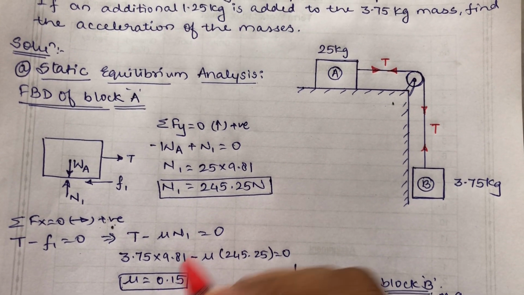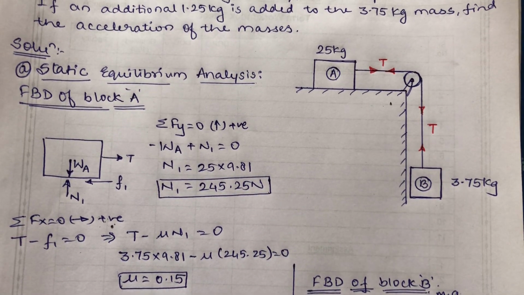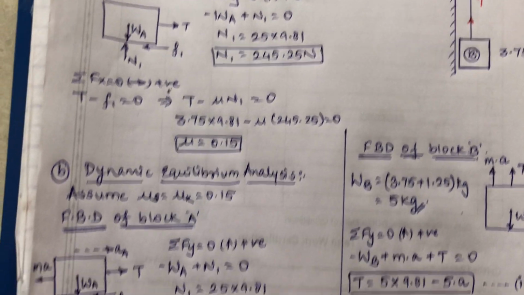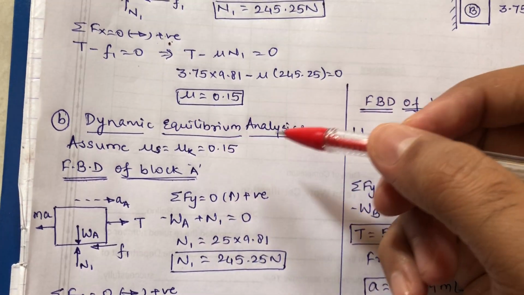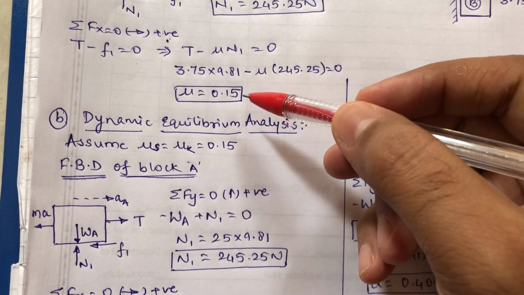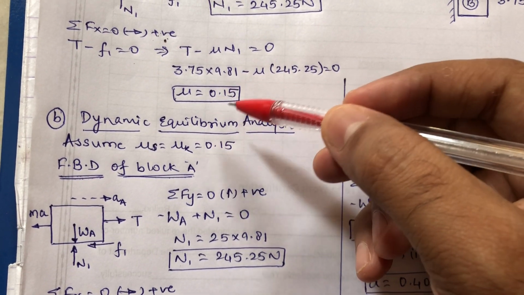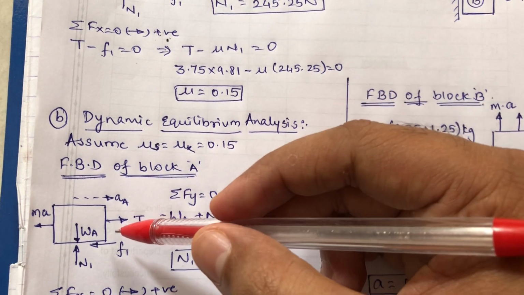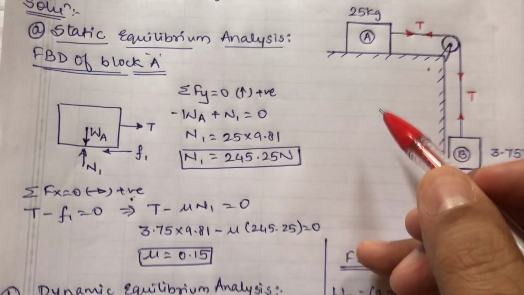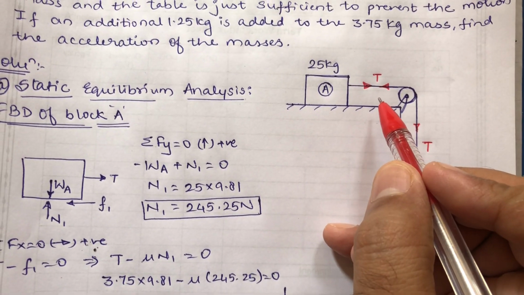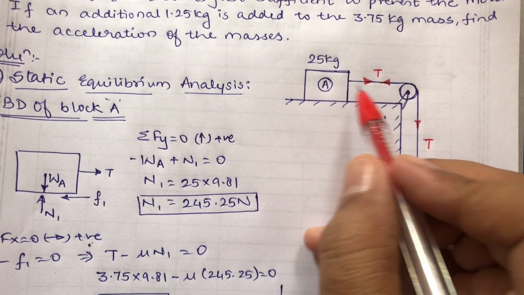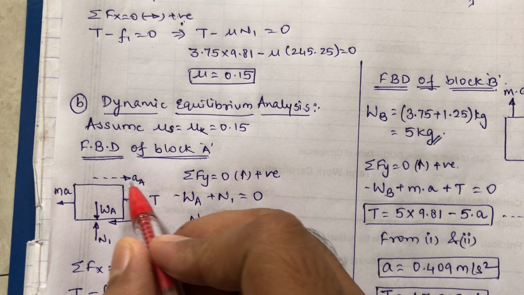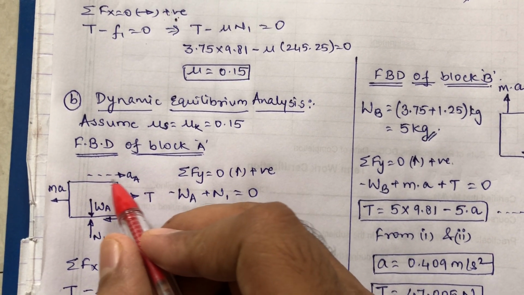Now let's assume the dynamic condition. For the dynamic equilibrium analysis, assuming whatever we got, mu is mu s and mu k both. So mu k is 0.15. I'll draw the FBD of it. As I told you, this is moving to the right side, so in the dynamic condition, the acceleration of it will be on the right side.